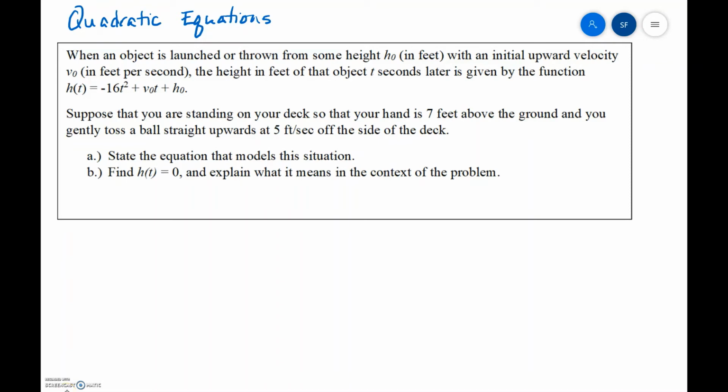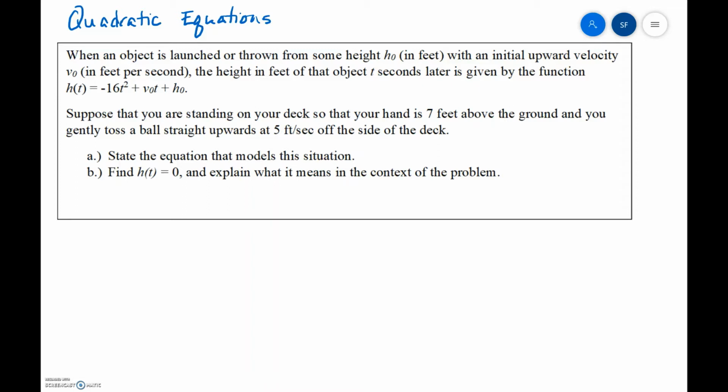Okay, so somebody's asked me about quadratic equations: how do you set up a quadratic equation, and how do you solve one. In the book, it says, when an object is launched or thrown from some height h sub 0, in feet, with an initial upward velocity v sub 0 in feet per second, the height in feet of that object t seconds later is given by the function h of t equals negative 16 t squared plus v sub 0 t plus h sub 0.